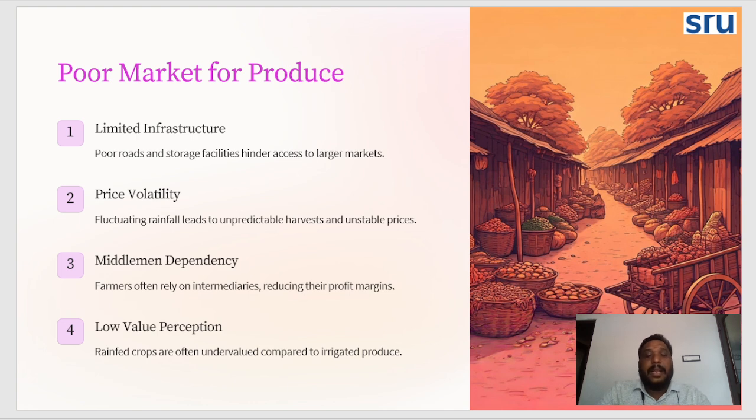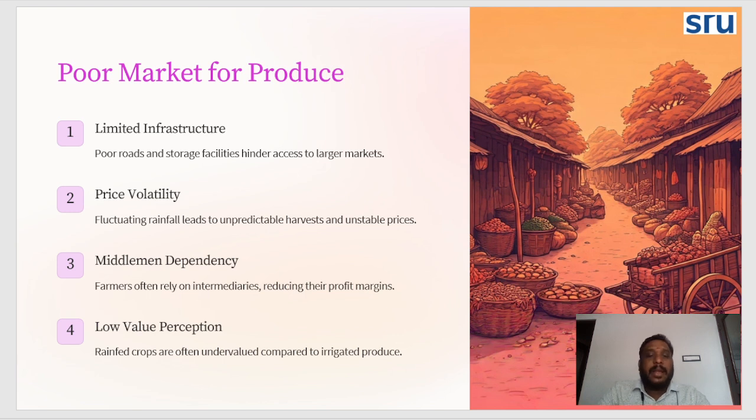The next is the dependency on the middlemen. Farmers often rely on intermediaries, which reduces their profit margins. Due to the limited infrastructure, not all the markets are accessible to the farmers. So what happens is they depend on the middlemen.